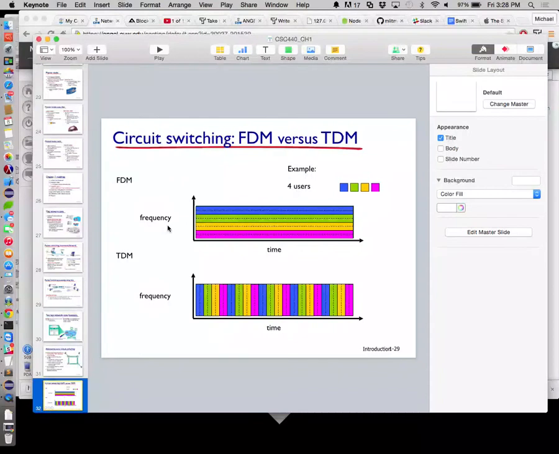Frequency division versus time division multiplexing, certainly important. I probably wouldn't ask a question like, what's the difference? I might ask a question like give you a scenario and say which would be appropriate for this, FDM or TDM, and why. Or I might give you a scenario that uses TDM and ask you to explain what advantage TDM has for that over FDM. But I doubt very much I'd ask you a straight question like, tell me the difference between these.